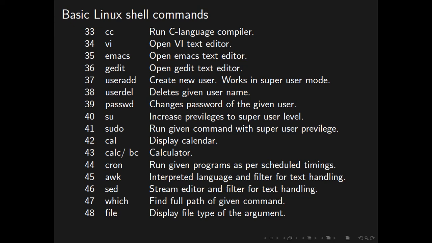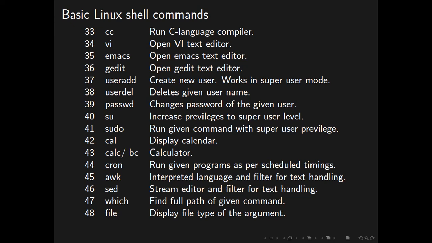Then awk. Awk is a filter. You already know what a filter is. You have used a filter recently. What was the filter? In Excel, we have used a filter. It removes whatever data is not required and provides only the data needed for our purpose, or the matching data. Awk is a filter.